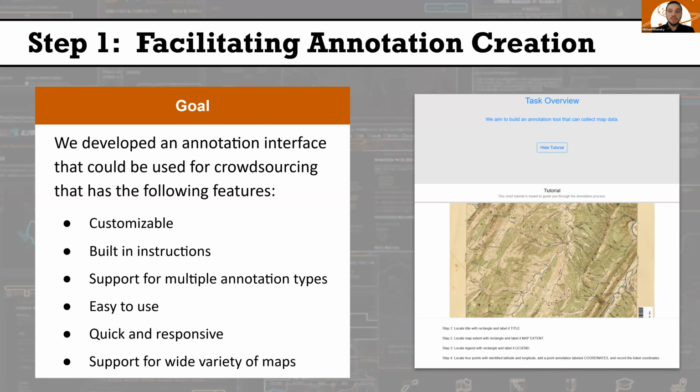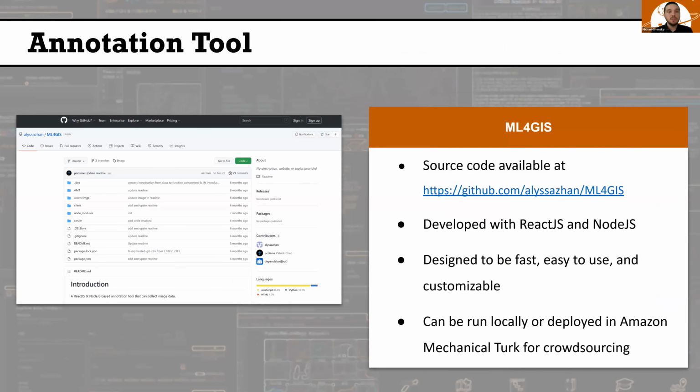So our goal was to develop this, at least initially, annotation interface that would be customizable, where we could build in instructions so that we could train others to use it without too much effort. We wanted to support multiple annotation types. In some cases, we would be adding point annotations. In other cases, we'd be adding polygons. We wanted it to be really easy to use, quick, responsive, and customizable so that it could support a wide variety of map types.